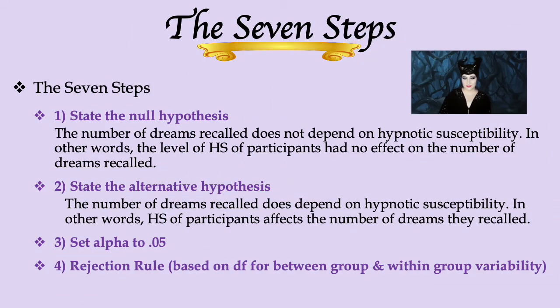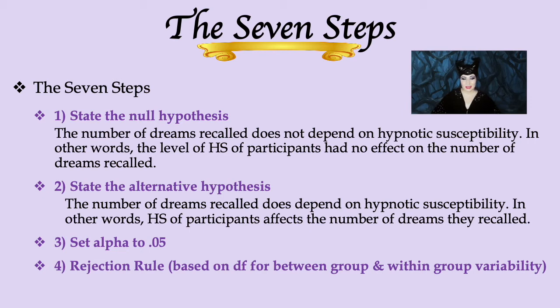All right, now that we found F, let's go ahead and jump into our 7 steps. Step 1, state the null hypothesis. Our null hypothesis will say the number of dreams recalled does not depend on hypnotic susceptibility. In other words, the level of hypnotic susceptibility of participants had no effect on the number of dreams recalled. Step 2, to state the alternative, says the exact opposite. The number of dreams recalled does depend on hypnotic susceptibility. In other words, the hypnotic susceptibility of participants does affect the number of dreams they recalled. Step 3 is setting alpha to 0.05 as usual.